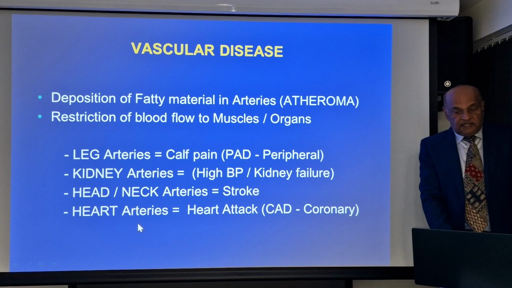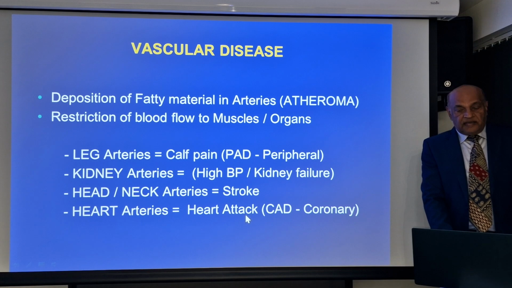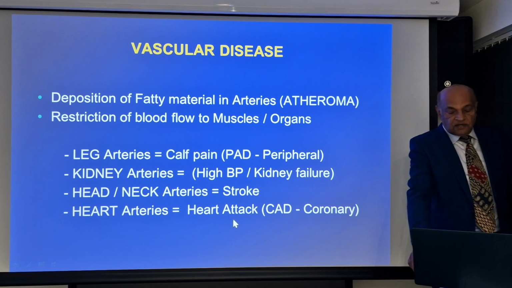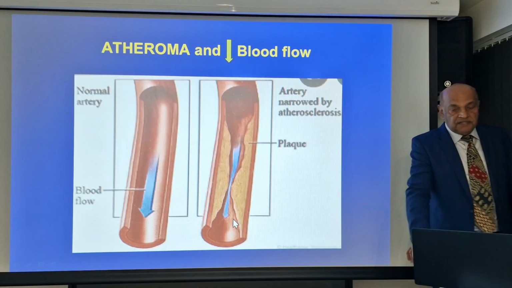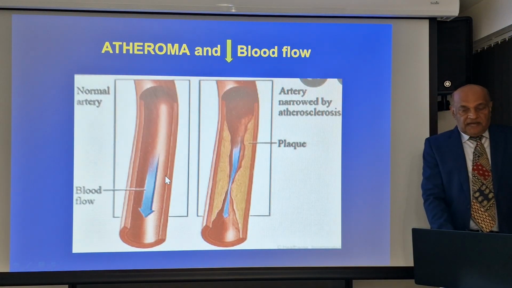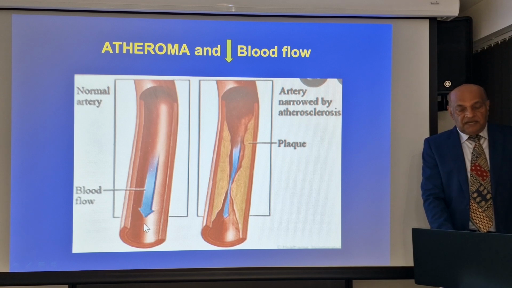So the heart muscle itself is supplied by arteries, and a heart attack occurs as a result of disease of those arteries. So here's a diagrammatic example of a blood vessel, and in a normal artery the blood flow is not hindered because there is no disease, so you get full blood flow. However, as you get deposition of the fatty material, otherwise known as plaque, you get narrowing in the artery, which then restricts the blood flow.